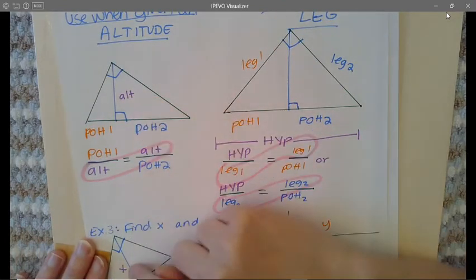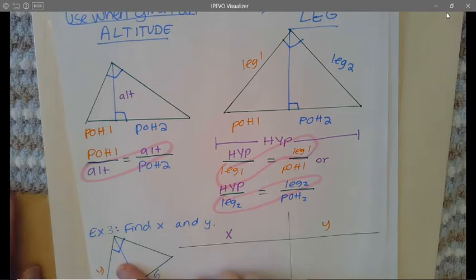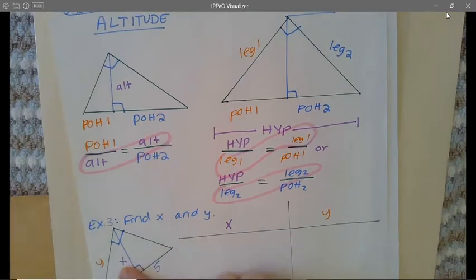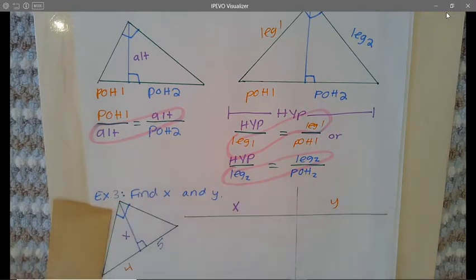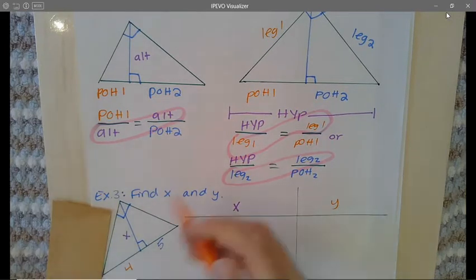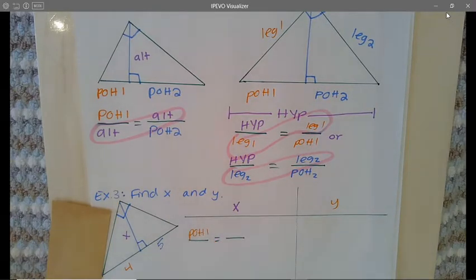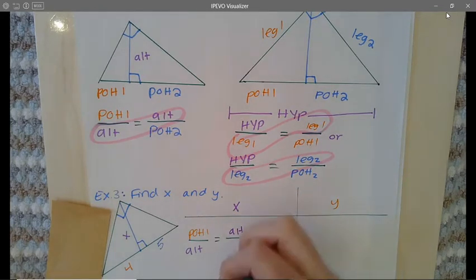Since I'm solving for the altitude, you're either given the altitude or you're solving for it, that is telling me to use this formula. Later on, when we talk about the y, which is a leg, that will tell me to use the other formula, but we'll get to that later. So I'm still ignoring the y. Since x is located on the altitude, that is telling me to use this formula. So I'm going to write that formula real quickly. POH1 over the altitude equals the altitude over the second piece of my hypotenuse, POH2.